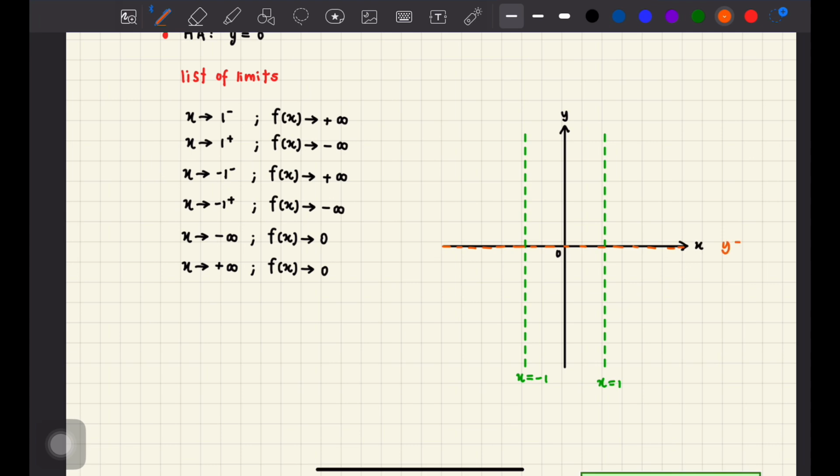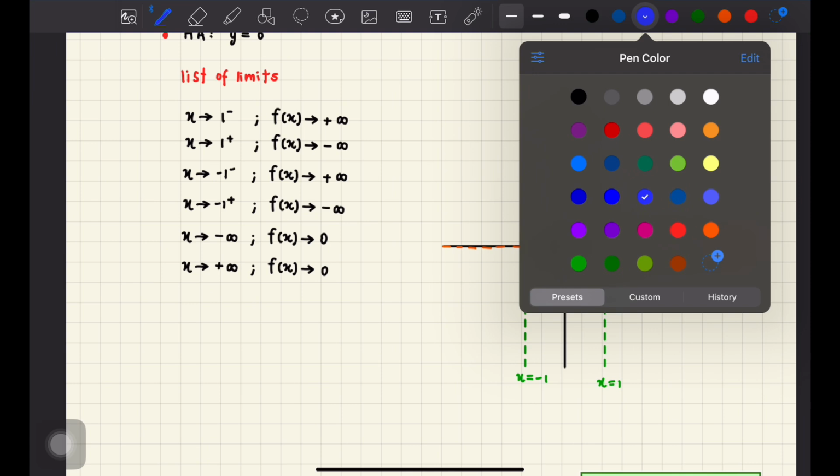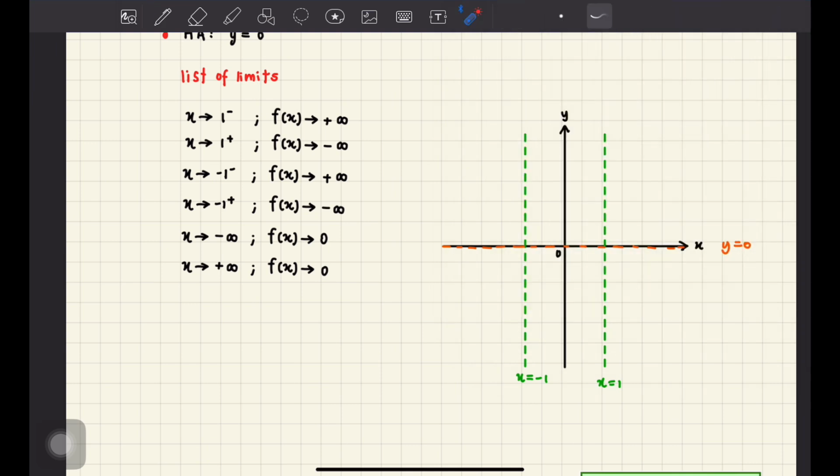Okay, so this is y equal to 0. Alright, and then let's move on to draw the arrows. For the first limit, 1 approaching from the left. So this is 1, and the left part is this one. You can see over here that your y is approaching positive infinity. Positive infinity means that it's going up, so we draw an arrow over here.